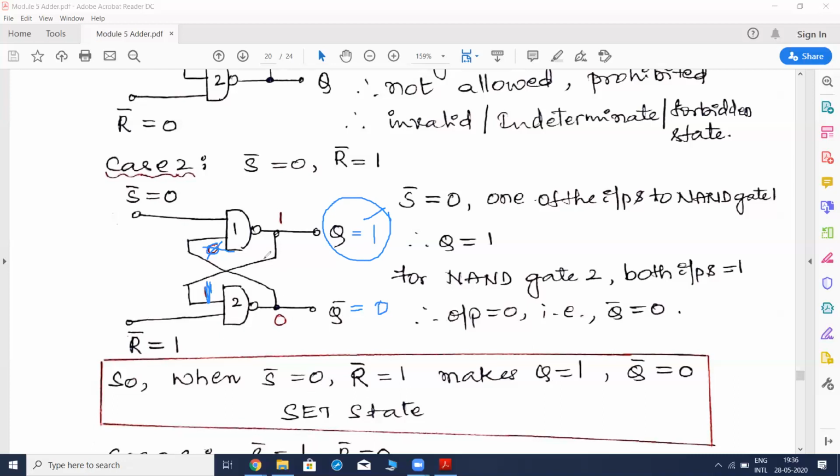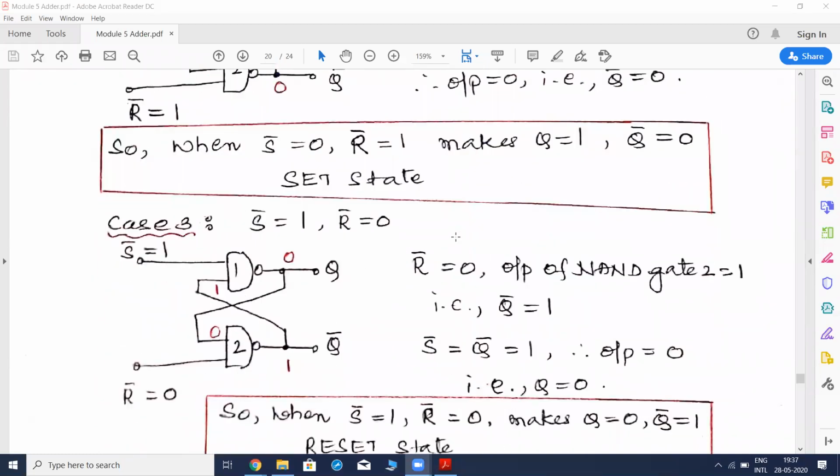This state of making Q equal to 1 is called the set state of the latch. So when S bar is 0 and R bar is 1, it will make Q as 1 and Q bar as 0. If Q is 1, then we call that state the set state, right? Okay, this is the analysis that we need to do. Right, now let us move on to see the next case.